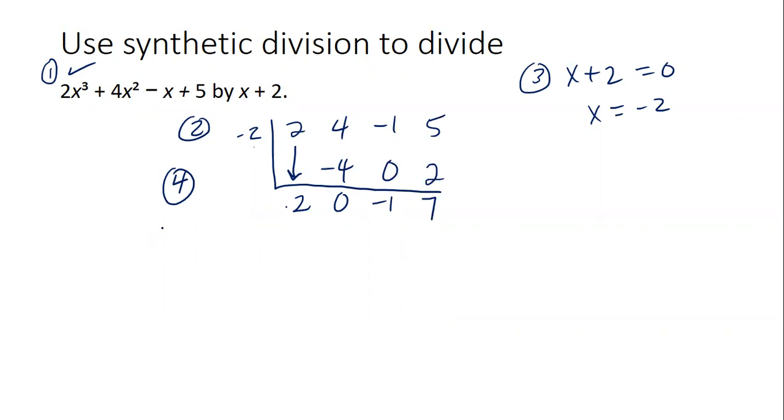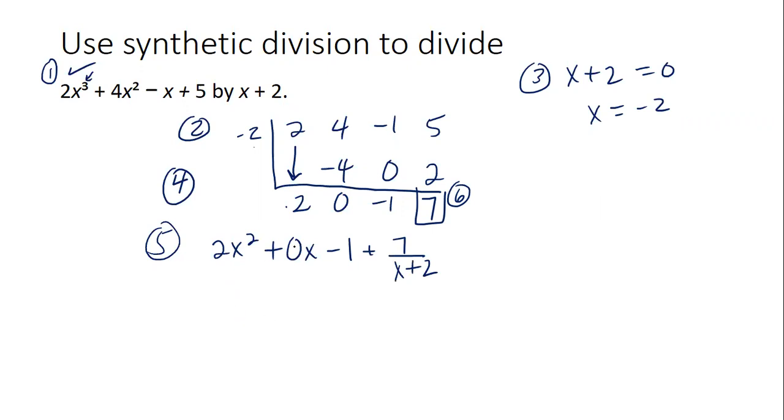Okay. Step 5 is to write your quotient. Remember, your quotient is 1 degree less than where you started. So I started as a cube, so I'm going to end as a square. So it becomes 2x squared plus 0x minus 1. And then your remainder is what? 7 over your divisor. And what was our divisor? x plus 2. So you can simplify this because do you have to have 0x? No. So my answer is 2x squared minus 1 plus 7 over x plus 2.